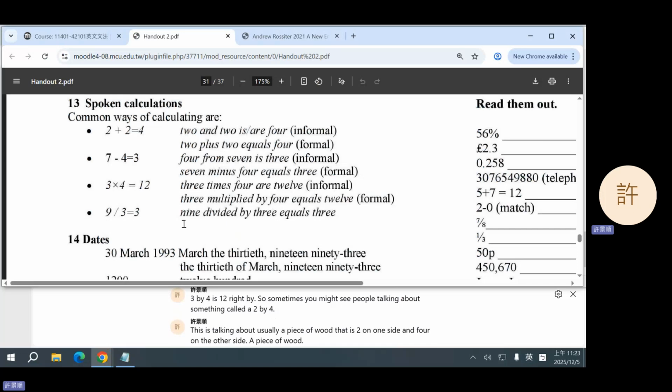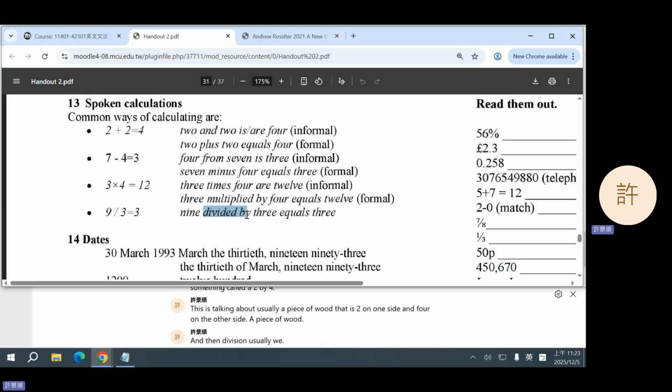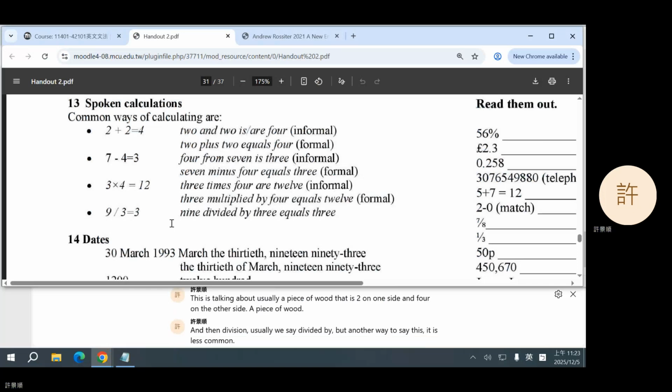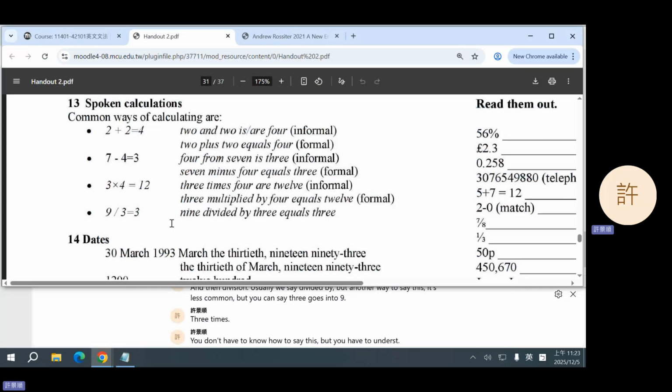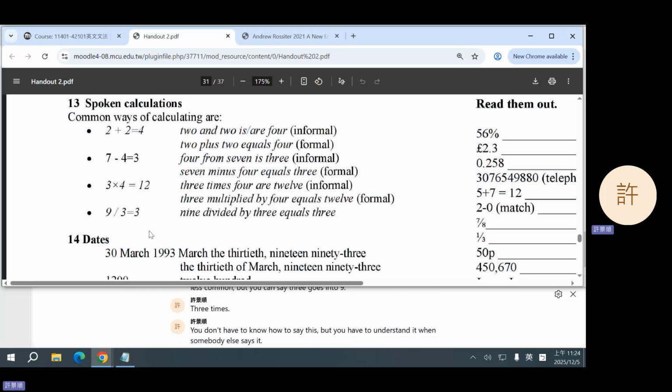And then division, usually we say "divided by." But another way to say this, it's less common, but you can say "3 goes into 9 3 times." You don't have to know how to say this, but you have to understand it when somebody else says it. 3 goes into 9 3 times.